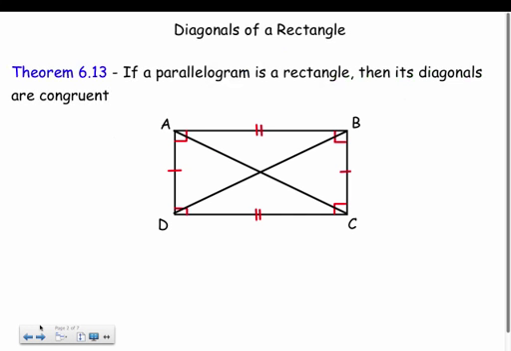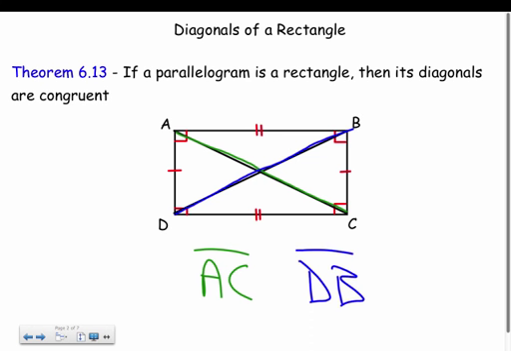We got a theorem that goes with it. If a parallelogram is a rectangle, then its diagonals are congruent. So if I draw my diagonals here, AC, going right here, and DB, I know they bisect each other, so I know that each little piece is congruent to the other. But now I also know that they are congruent. So if it's a rectangle, my diagonals are congruent. They would be the exact same length. That's not the case in a parallelogram that isn't a rectangle. But if it's a rectangle, if it has 90 degrees, then it works.